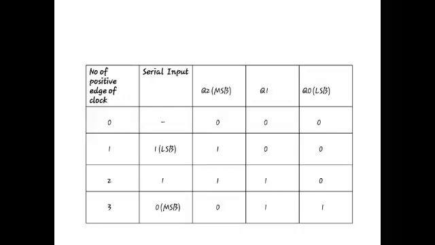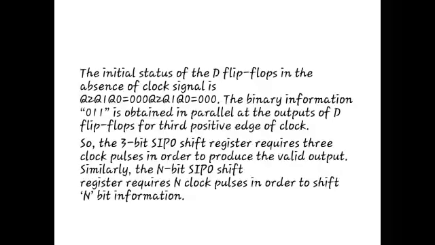The table shows this. Assume the initial status of the D flip-flops from the leftmost to the rightmost, Q2, Q1, Q0, equal to 0, 0, 0. Here Q2 and Q0 are MSB and LSB respectively. We can understand the working of the 3-bit SIPO shift register from the following table.